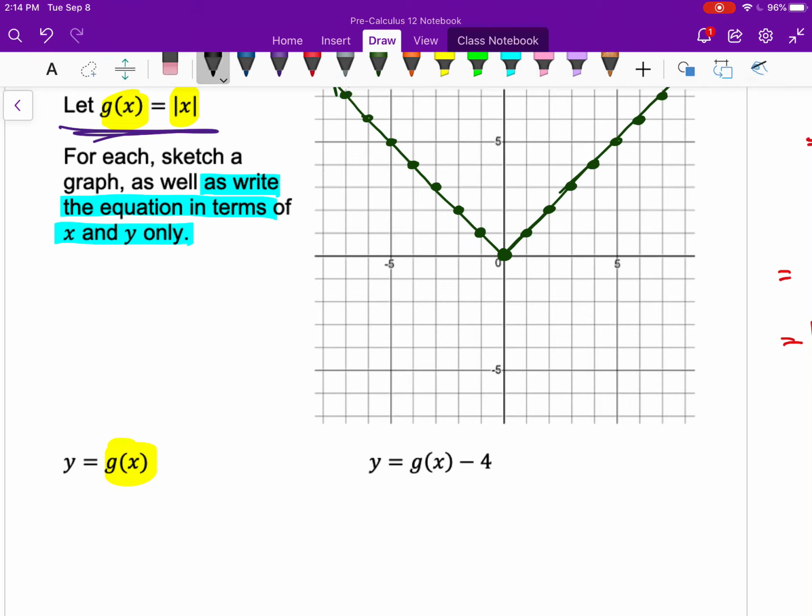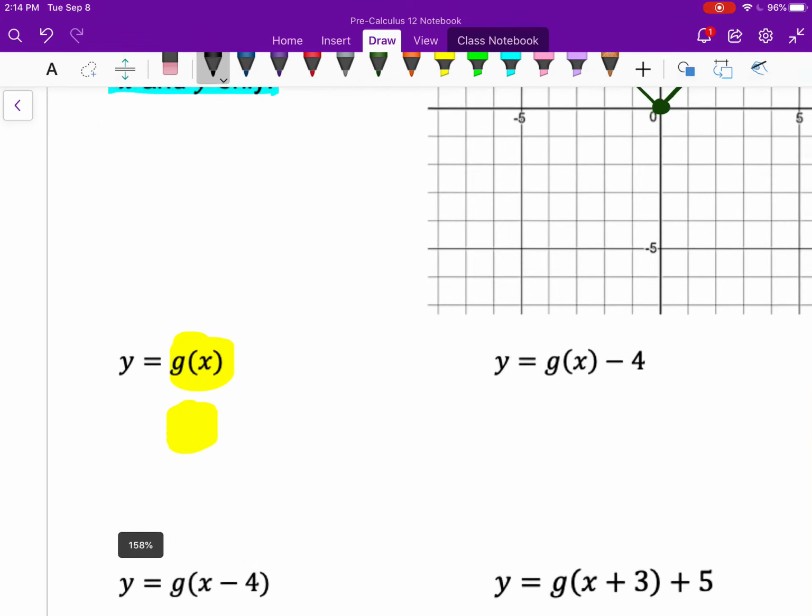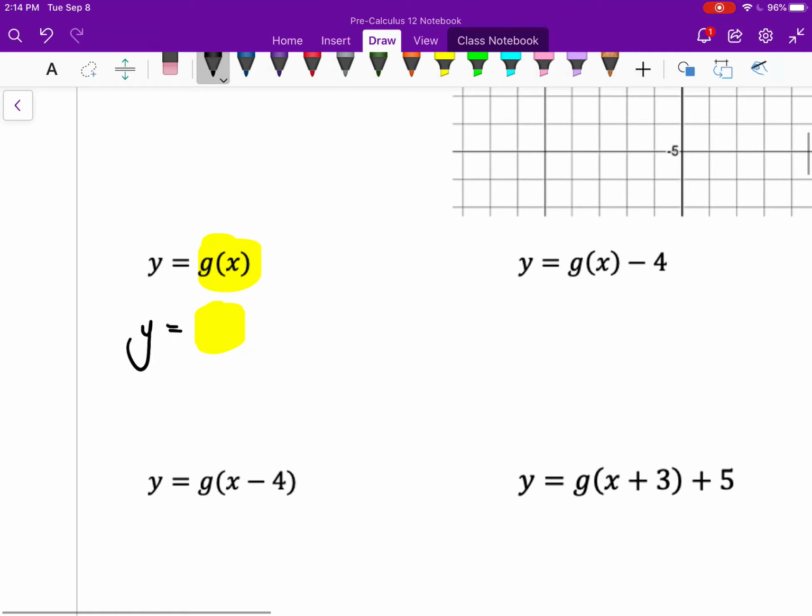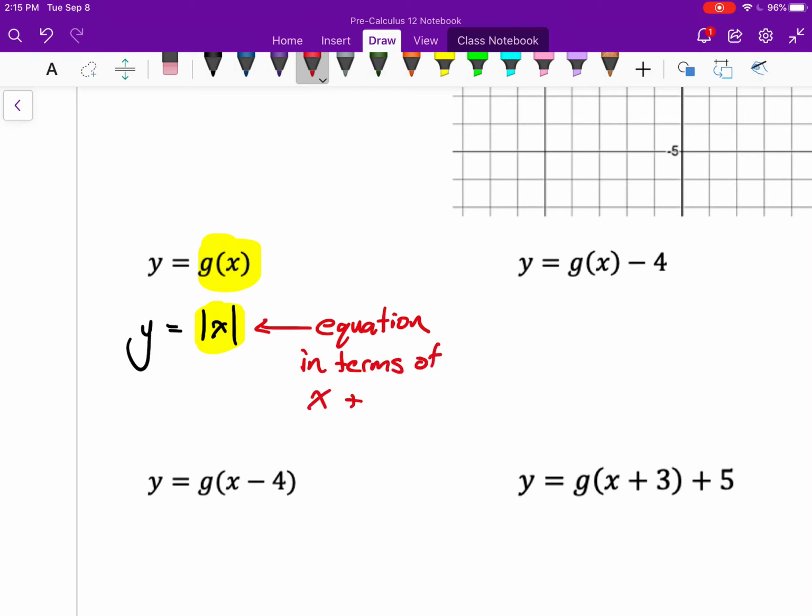And so in this case, it's quite easy, because g of x, I've already stated, is the exact same as the absolute value of x. And so if I write y equals the absolute value of x, that's the equation in terms of just x and y. Whereas this is the equation in terms of x and y and g.